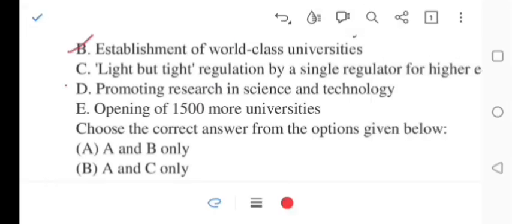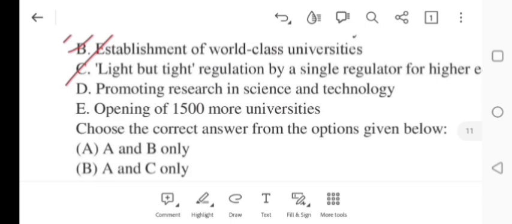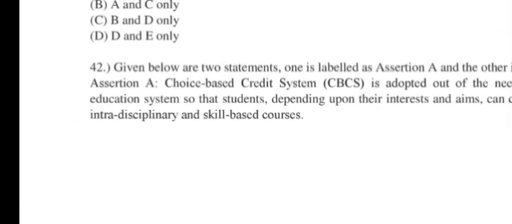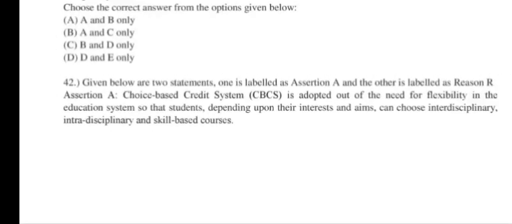A and C, not B. A and C, that is number B. Question 42 says, given below are two statements. One is labeled as assertion and the other is labeled as reason R.